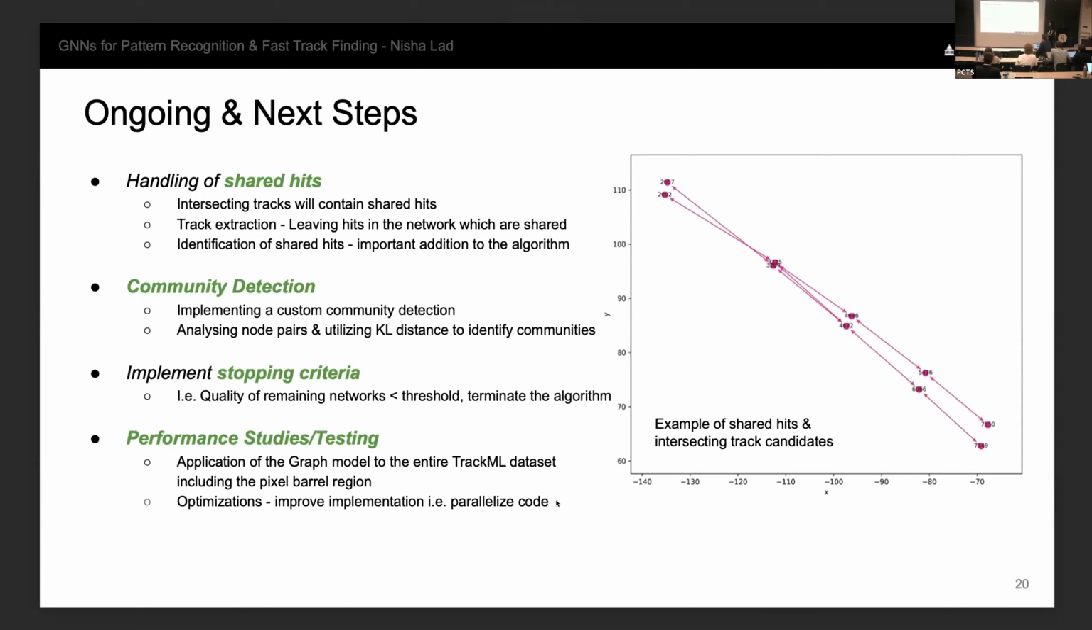The next step would also be to continue working on the community detection part of the algorithm in the track splitting stage. We'd also want to implement some sort of stopping criteria. So the quality of the remaining networks needs to be assessed and the algorithm terminated after a certain number of iterations, and also continue with performance studies and testing. This is the very beginning of this project, and we would like to improve it a lot and also extend it to the barrel region as well.